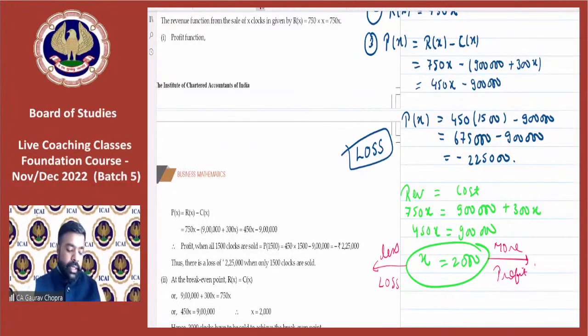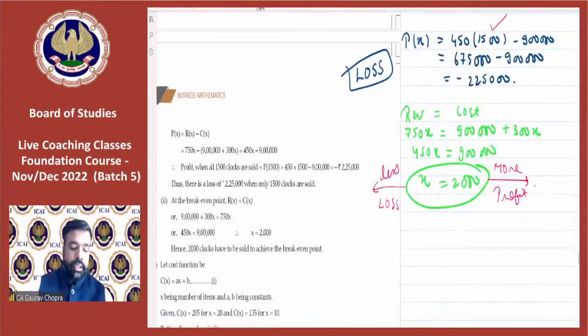Harnur is asking, is value of X given in the question? Yes. The question has already given that in the first month, the company is manufacturing 1500 units. So that is why we have inserted 1500 and calculated the value. Okay. So here the result is 2000.